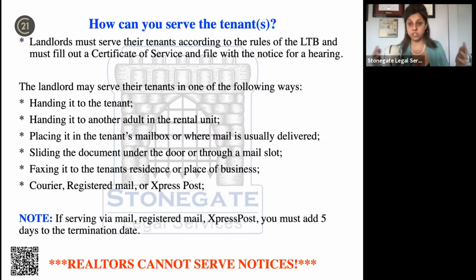Now, another reason why I don't want you guys to get entangled with serving legal documents is that if you're serving the document via mail, any form of mail, registered mail, express post, additional days must be added to the termination date. So now this makes the 14-day termination date a 19-day termination date.